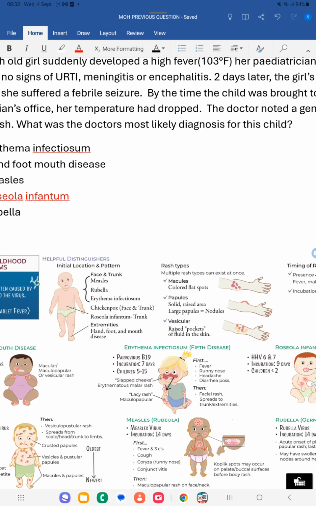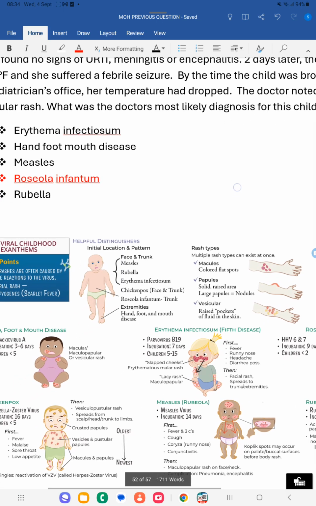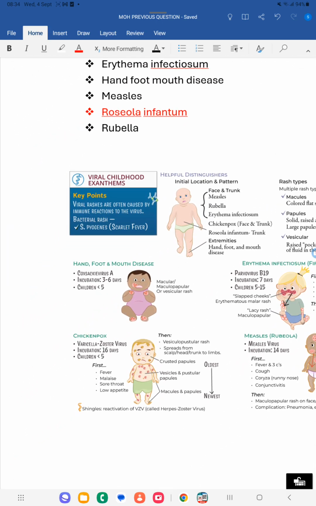Roseola infantum affects only the trunk area. Hand, foot and mouth disease you get in the hands, palms and soles. Only in these areas you get rashes. So like that you can divide the rashes. Measles, rubella, erythema infectiosum and chickenpox happen in the face and trunk area. Roseola infantum, you get rashes only in the trunk, and hand, foot and mouth disease in the palms and soles.